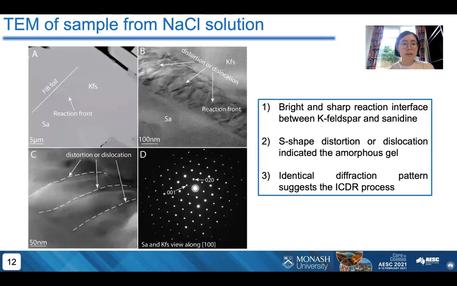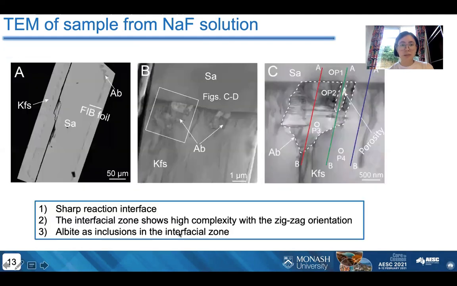In some samples, K-feldspar came in direct contact with sanidine, and the phase boundary between K-feldspar and sanidine is characterized by a sharp and bright reaction interface, which shows stress-induced S-shaped distortion. Because of its high compressibility, it may represent an amorphous gel along the reaction front. And the identical diffraction pattern of sanidine and K-feldspar suggests an ICDR process.